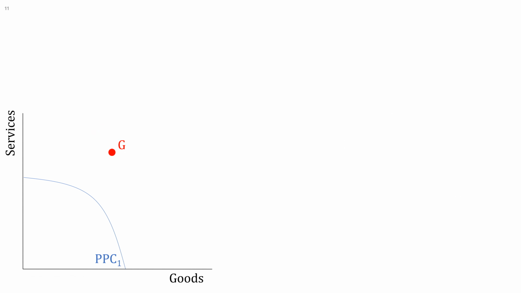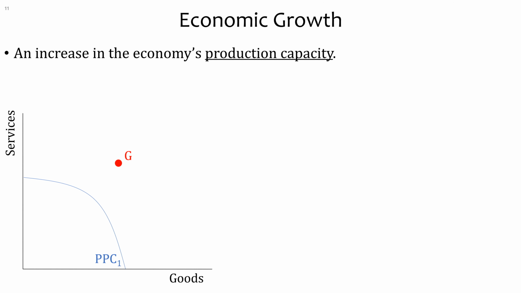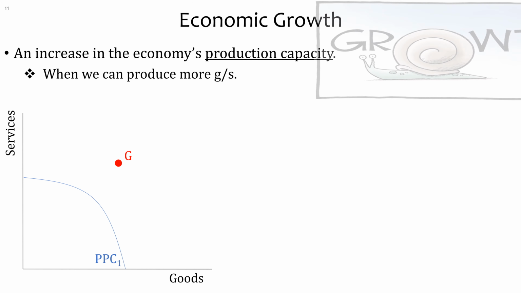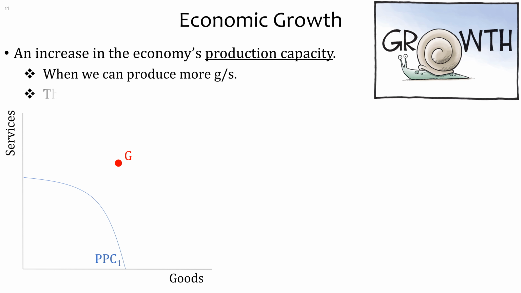If you recall, we had a point G outside the PPC, and that was a point which is unattainable. It's just too much. So here we are dealing with generic titles, goods and services, so that's for the whole society, and we are limited by the blue line, the PPC1. So the question is, is it possible to reach point G? Is it possible to have more of goods and services? And the answer to that is economic growth. So this is a special term which is about the increase in the economy's production capacity. That's when we can produce more goods and services, and that's when the PPC grows outwards.